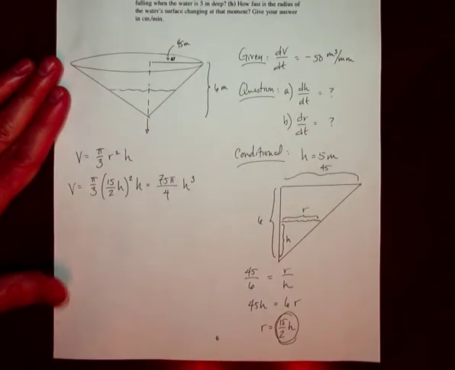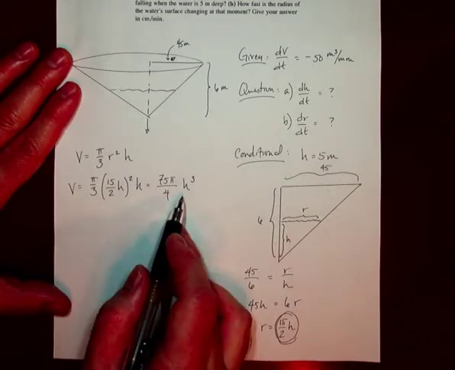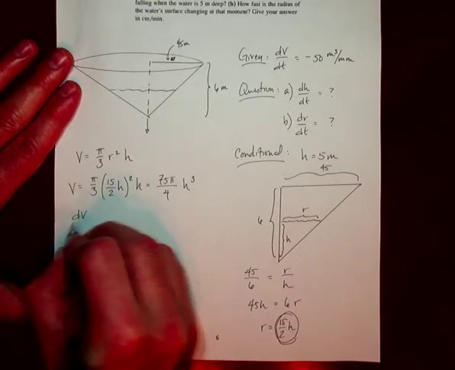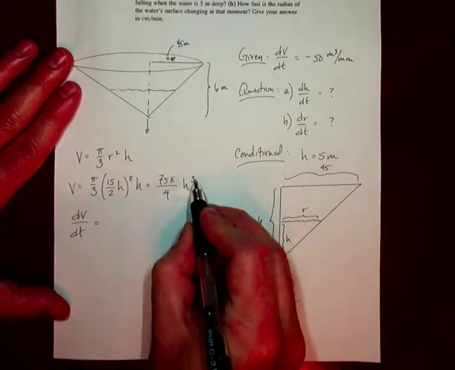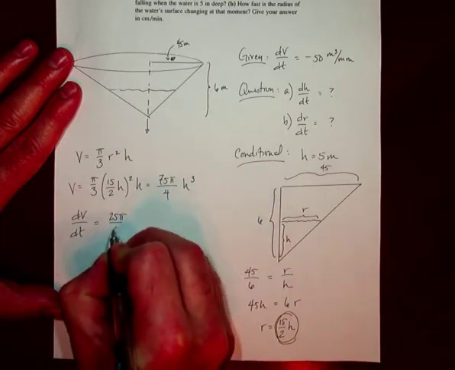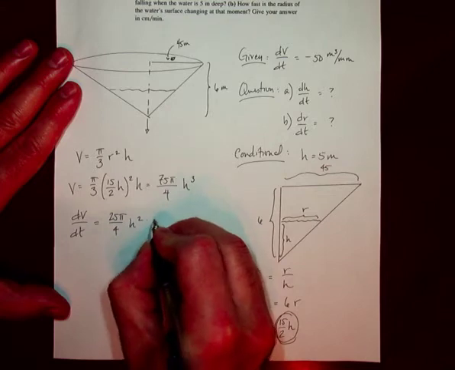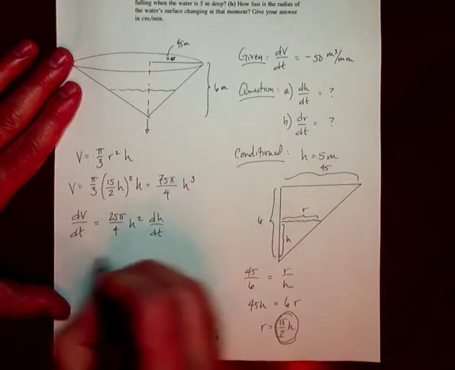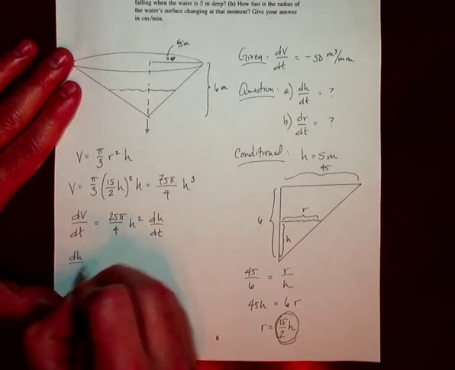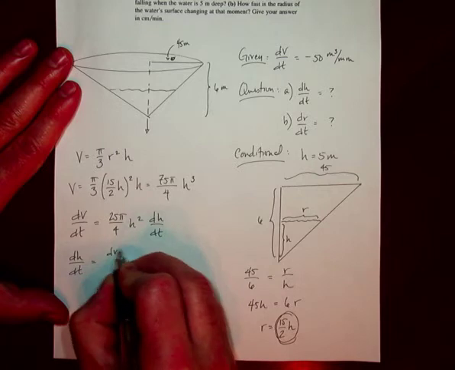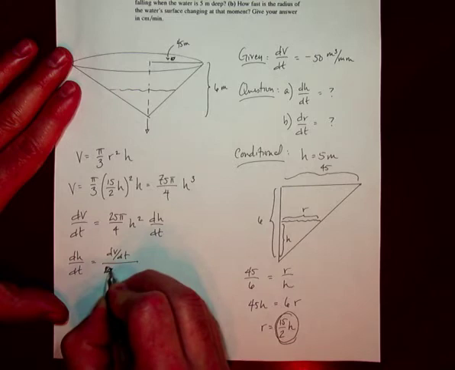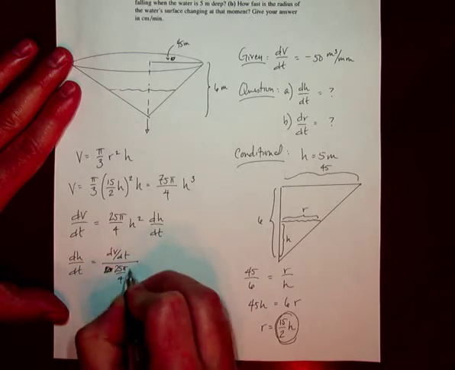Now, ugly, yes, but doable and much preferable because now I have it in terms of 2 variables rather than 3. So let's go ahead and differentiate. When I bring the 3 down, it's going to cut that 75 even more to 25 pi over 4 times h squared times dh dt. Now, my dV dt, let's just solve for dh dt. That's going to be dV dt divided by 25 pi over 4 h squared.